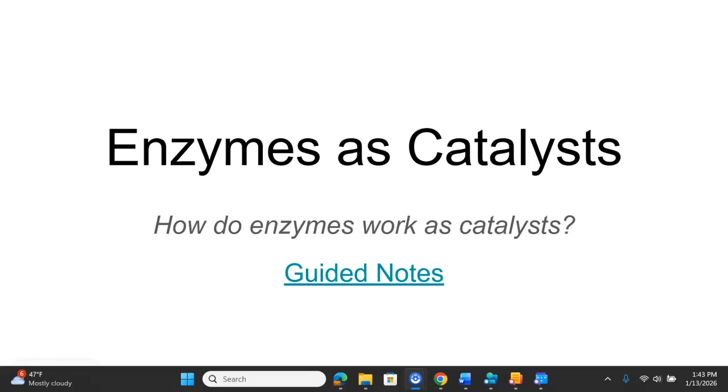Right, this lesson is about how enzymes work as catalysts. Hopefully by now you understand what both of those terms are. Enzymes are a certain group of proteins. They're very important in living organisms. And catalysts are also incredibly important for all of the chemical reactions that need to happen. Okay, so our guiding question is, how do enzymes work as catalysts?